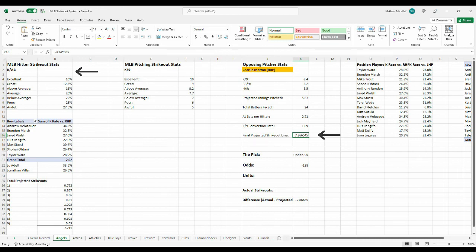line. And as you can see, the line for the given book that I was looking at was 8.5. Since it's 7.8, that number is under 8.5. So I'm going to take the under 8.5 at minus 138. And it's that simple. Once you become familiar with it, it's just a matter of plugging numbers into the Excel sheet, and it'll just spit out an answer for you. It takes relatively no time at all, but it is kind of a pain to break down and understand and put into an Excel sheet.